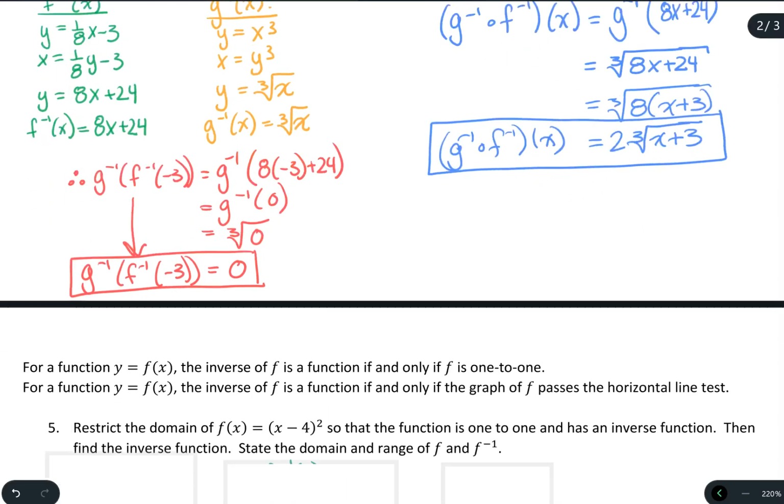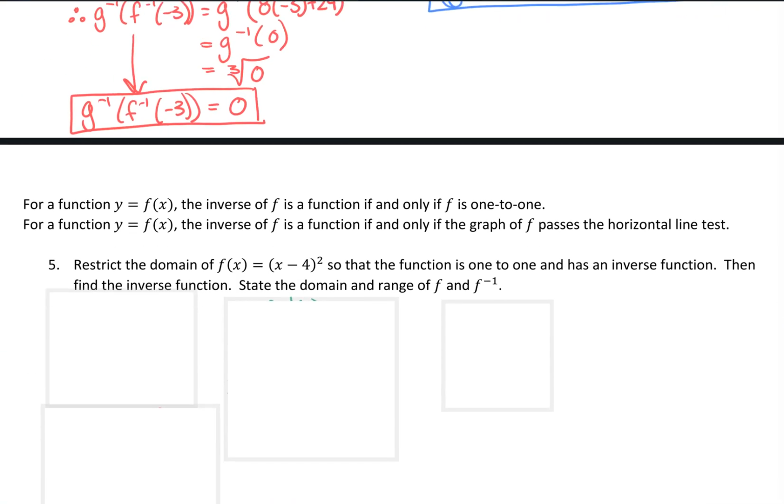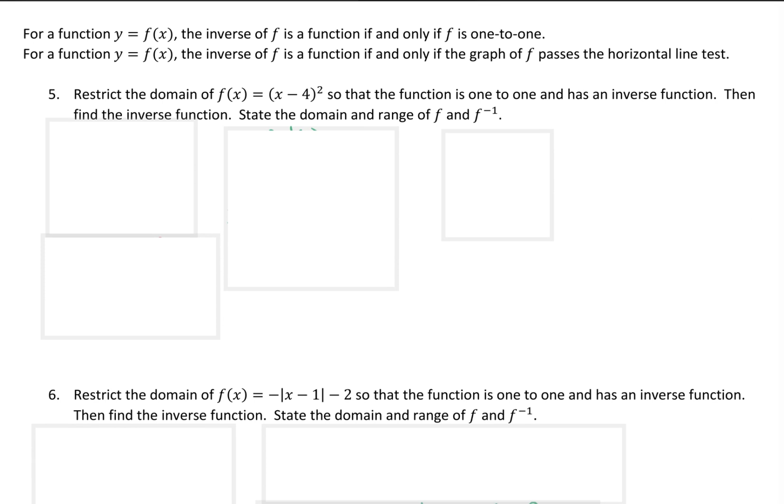All right, moving on to number 5. So number 5, at the top, we have for a function y equals f of x, the inverse of f is a function if and only if f is 1 to 1. Another way to think about that: for a function y equals f of x, the inverse f is a function if and only if the graph of f passes the horizontal line test. So remember that 1 to 1 is identified by the horizontal line test and vice versa.